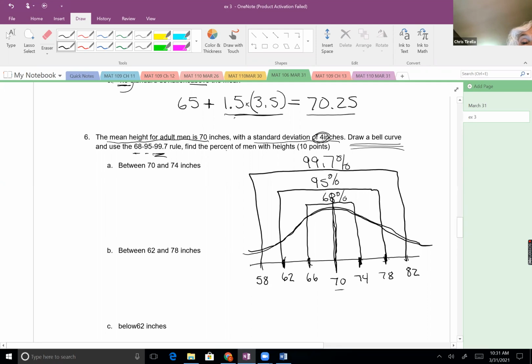First question asks the percent of men between 70 and 74 inches. Well, if I look at between 70 and 74, do you notice that's not a full box? That's only one side of the box for 68%. So remember that line for the mean is in the middle. It should cut each in half. So we'll take that 68 and divide it by 2 to get 34%.